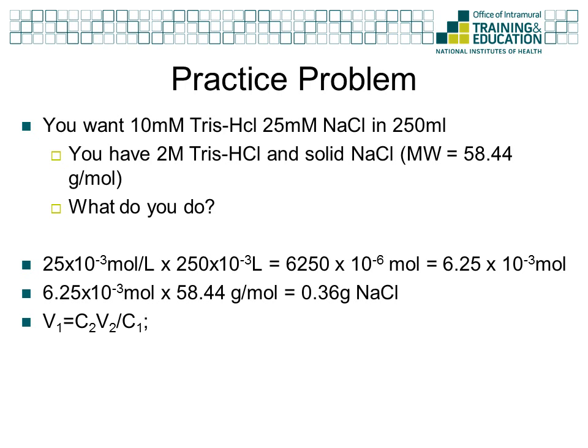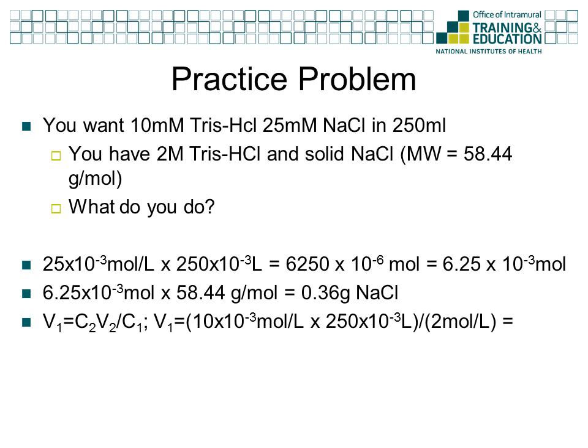We plug in our known numbers of 10 times 10 to the negative third moles per liter final concentration, 250 times 10 to the negative 3 liters for final volume, and divide that by 2 moles per liter initial concentration. The moles per liter will cancel out, and we will get 2.5 times 10 to the negative 3 liters divided by 2, or 1.25 milliliters initial volume of our 2 molar tris HCl solution.